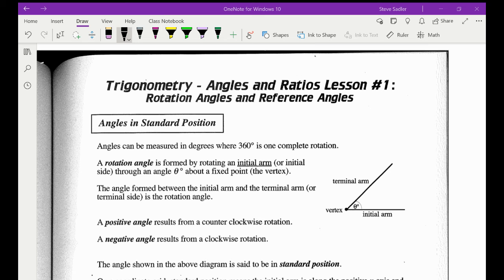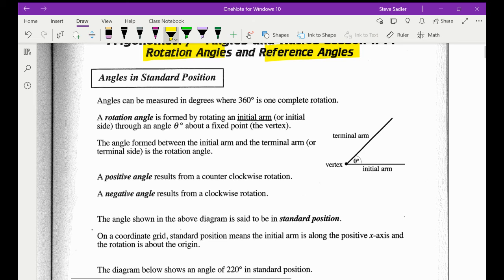Hello, everybody, and welcome to our first lesson in our trigonometry unit, angles and ratios. So today we are looking at rotation angles and reference angles. Most of you have looked at angles before in other courses, so hopefully this is a bit of a refresher, and then we're going to start using some vocabulary that you might not have seen before, and we'll walk you through that.